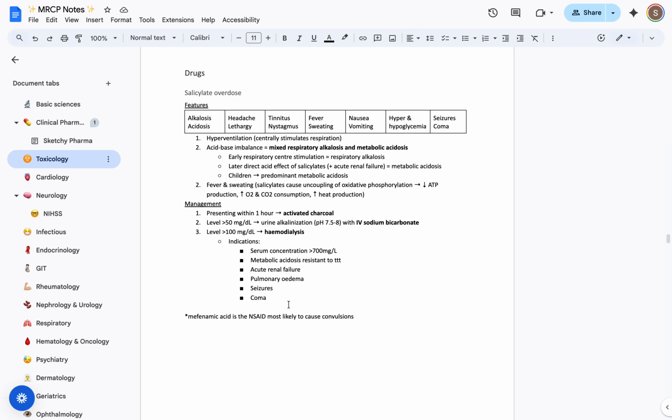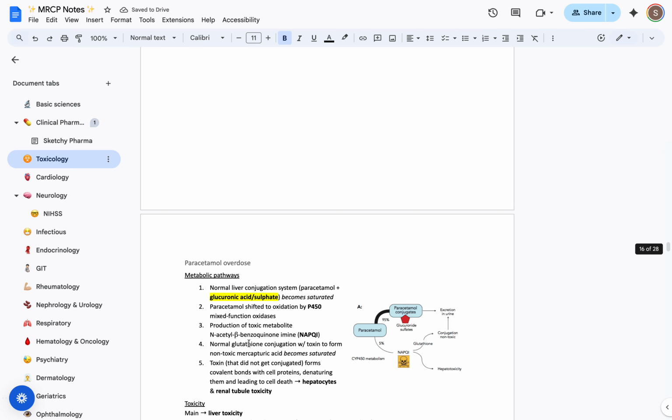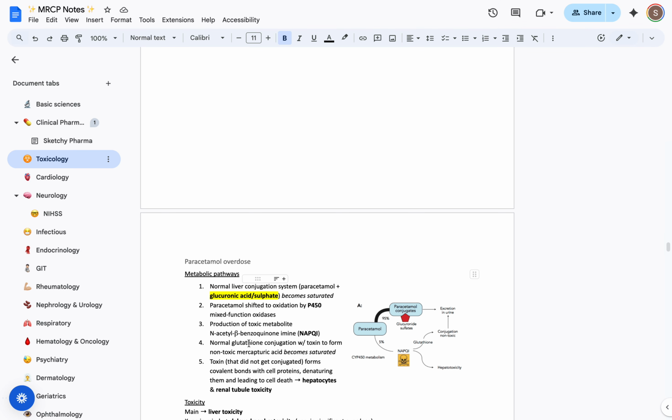What is the non-steroidal most likely to cause convulsions? It is mefenamic acid. Interesting. Now let's look at paracetamol overdose.